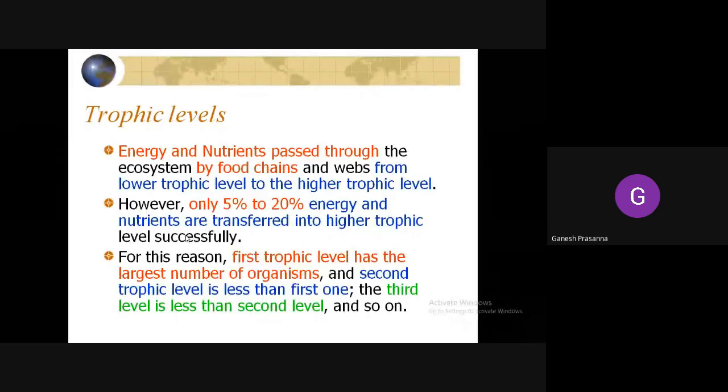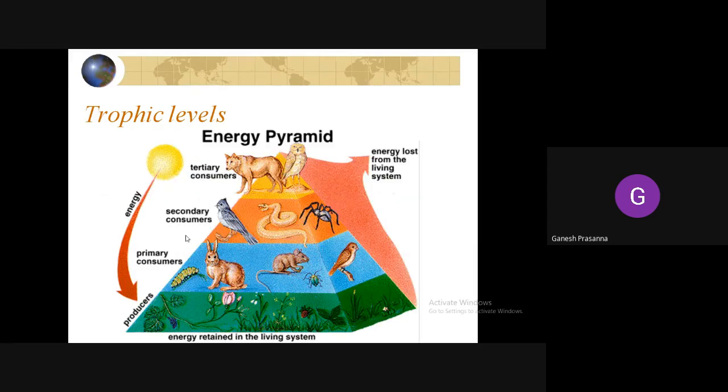Everything we eat is not consumed as energy. Only 5 to 20% of energy is obtained from the food that we eat. The rest is removed in the form of wastes. Similarly, in the ecosystem also, 5 to 20% of energy is utilized. That is why the first level has the largest number of organisms, the second level has a little less than the first, the third level has a little less than the second, and so on.